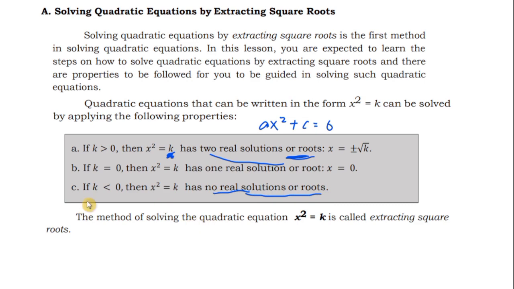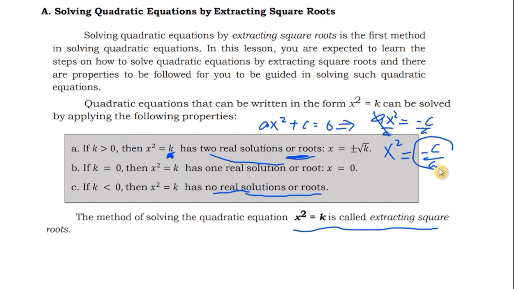So x squared is equal to k is the pattern for extracting square roots. From ax squared plus c equals 0, because b is 0, we have ax squared equals negative c. Dividing both sides by a, we come up with x squared equal to negative c over a. Since this is an arbitrary constant, we name it k.